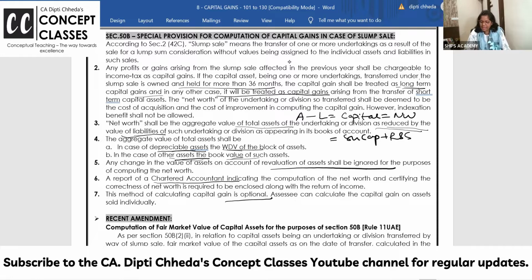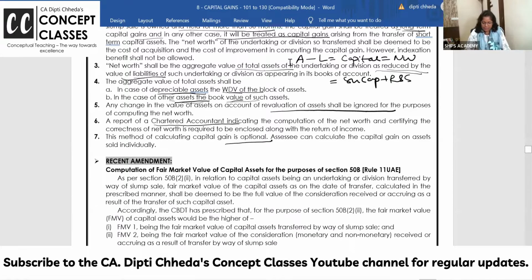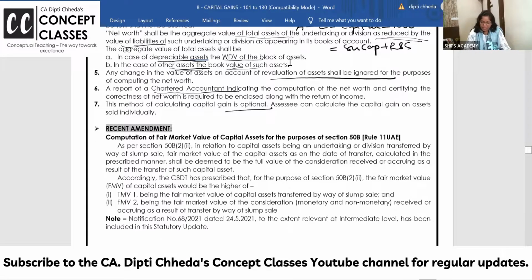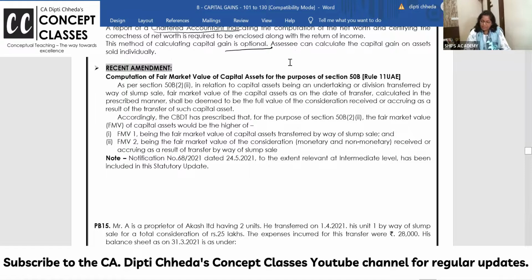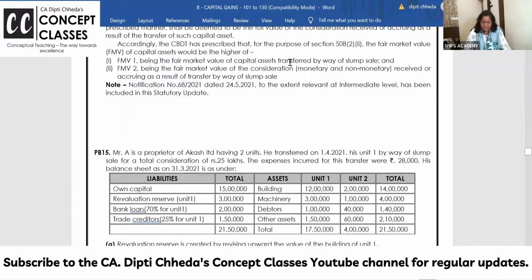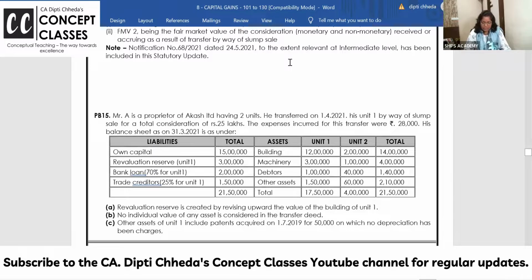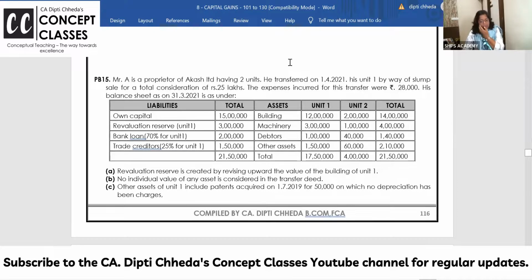The assessee can calculate capital gain on assets sold individually. Computation of the fair market value of the assets for the purpose of section 50B. So there is some amendment in the fair market value you have to take. We will check it a little later. Let us begin solving questions. With this, we will do problem number 15 right now in your notebook. Are the points clear to you?